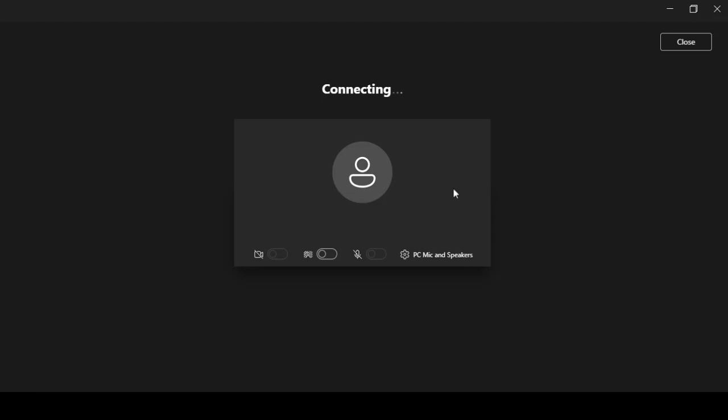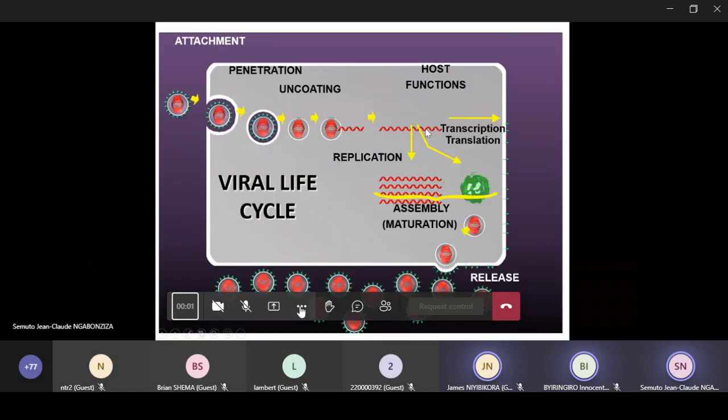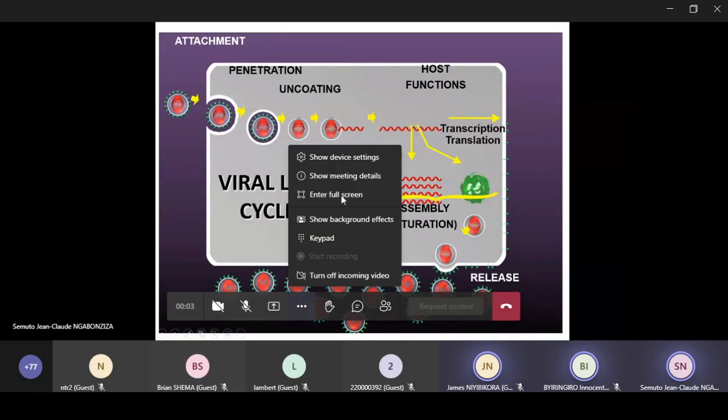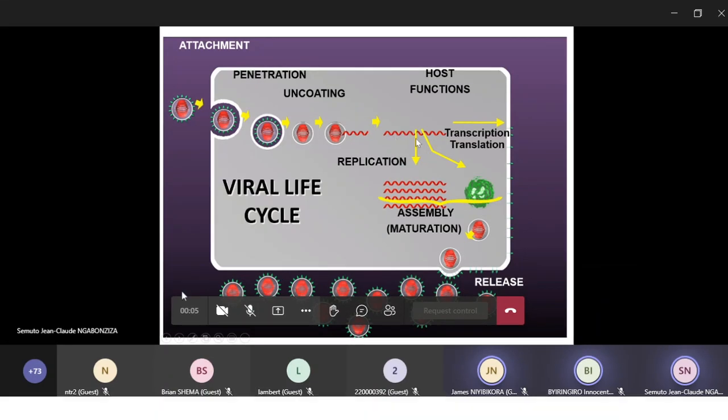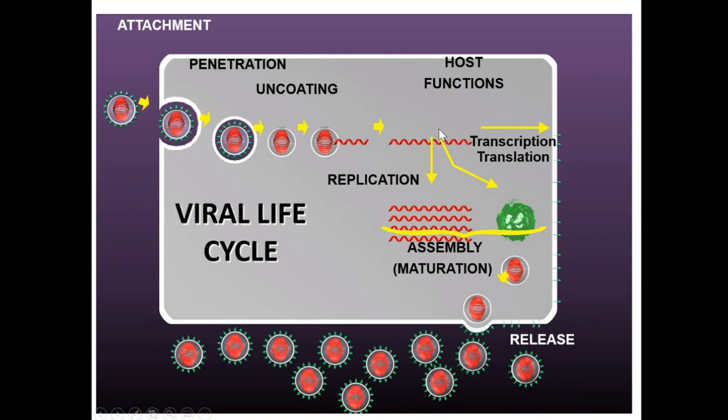digested, then release the nucleic acid. And this is how we generate new viruses from this cell. So once uncoating, meaning removing the capsid, is done, then the nucleic acid enters the phase of macromolecule synthesis. And the synthesis concerns the protein.